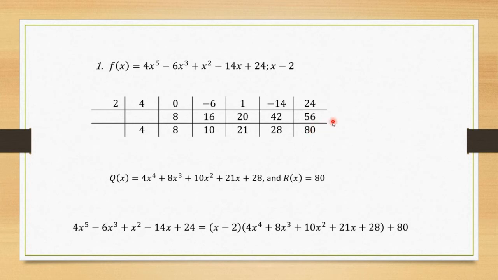So now we stop. There's no more columns. Now, the last number, that's our remainder. So 80 is our remainder. The other numbers here, those are the coefficients of our quotient.